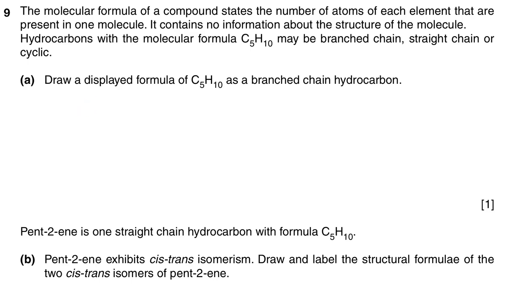In this case, it's about different isomers of pentene. They want one isomer that's a branched chain hydrocarbon, and they want a displayed formula. That means I'll just draw the rough structure first. What they want is 4 carbons in a chain and 1 branch. Obviously, you can draw it either way. It doesn't really matter. They're the same thing from either side.